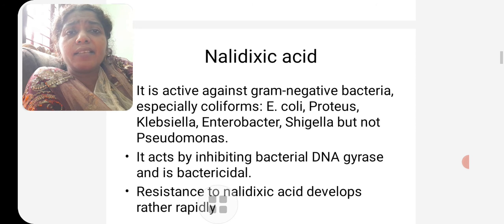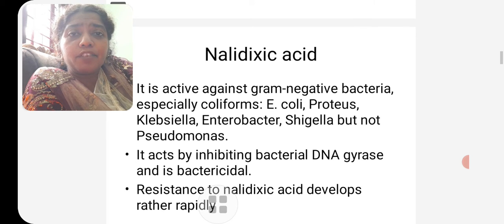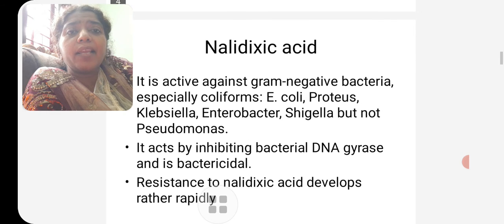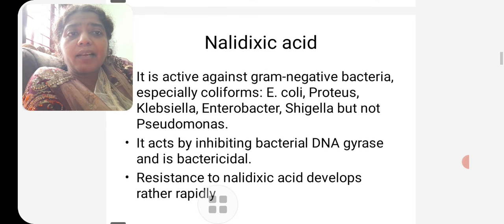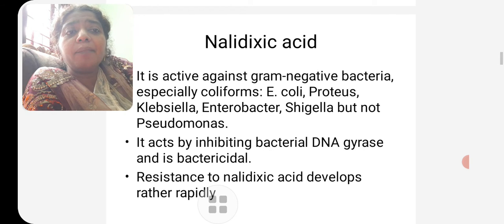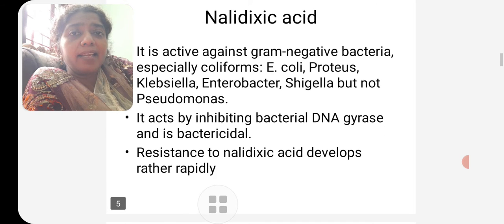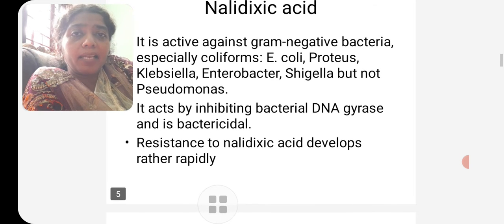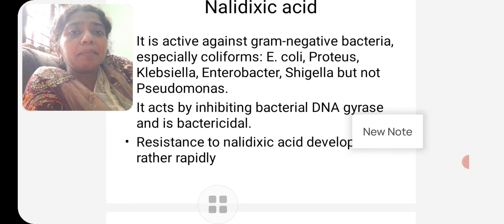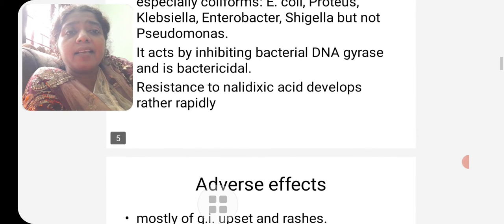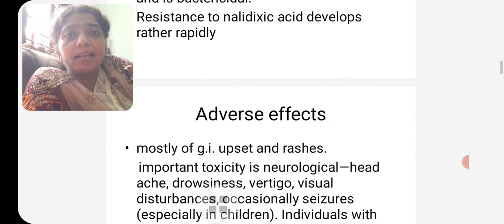And the first drug is nalidixic acid. It is effective against gram-negative bacteria, mainly E. coli, Proteus, Klebsiella, Enterobacter, Shigella, and not Pseudomonas. How does it act? What's the mechanism? It acts by inhibiting bacterial DNA gyrase, and resistance develops rapidly.